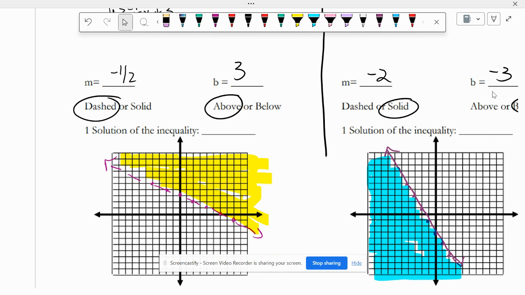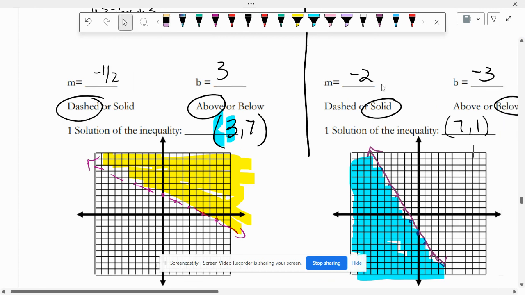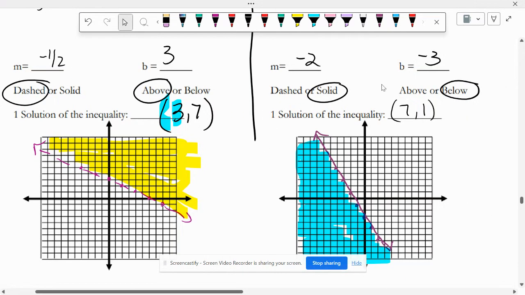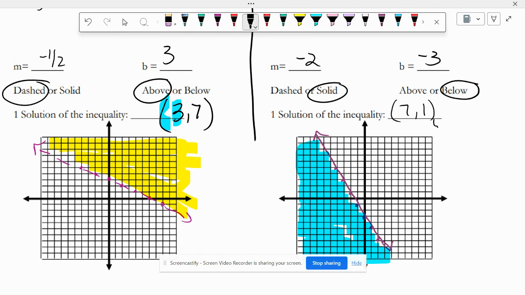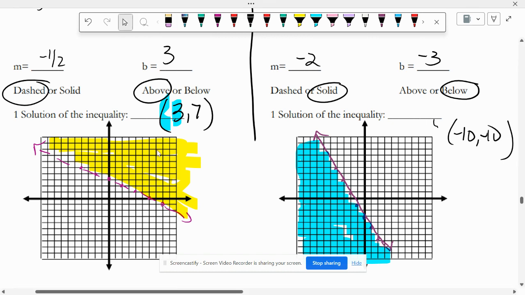Okay. Give me a solution to number 7. Someone give me a solution. What'd you get? 3. Yep, 3, 7. Someone give me a solution to number 8. 7, 1. I don't think 7, 1 is going to be a solution. Negative 7, 1 would. Yep. Negative 10. Okay. Questions? Okay. I'm going to stop our video.